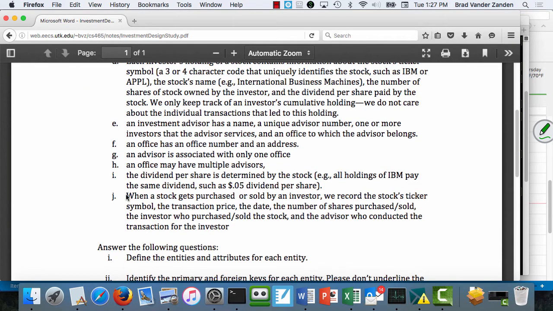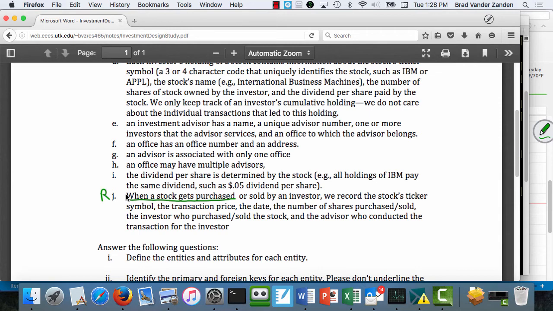Okay, when a stock gets purchased or sold by an investor, we record the stock's ticker symbol, the transaction price, the date, the number of shares purchased or sold, the investor who purchased or sold the stock, and the advisor who conducted the transaction. Wow, that's a mouthful. Okay, but here's a tip-off. When a stock gets purchased, it's a big verb. It's sounding a lot like this is a relationship.